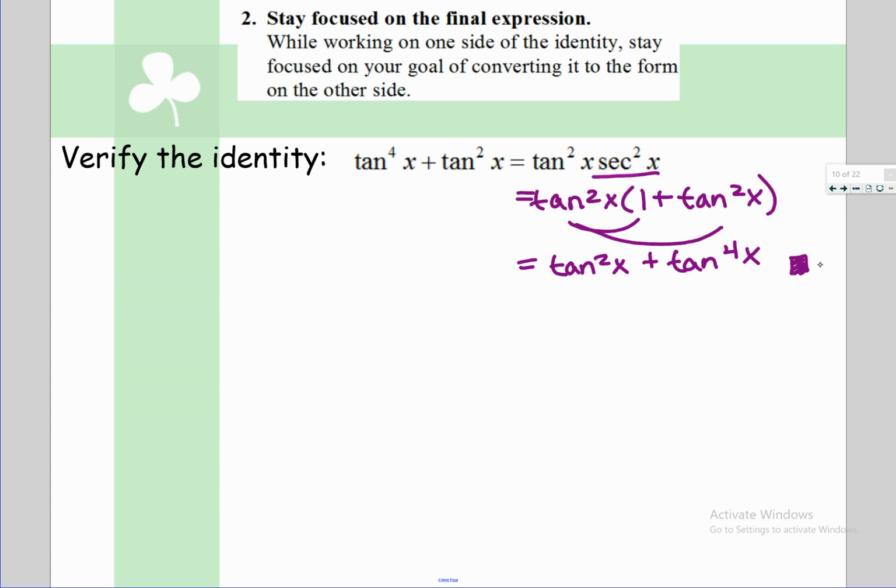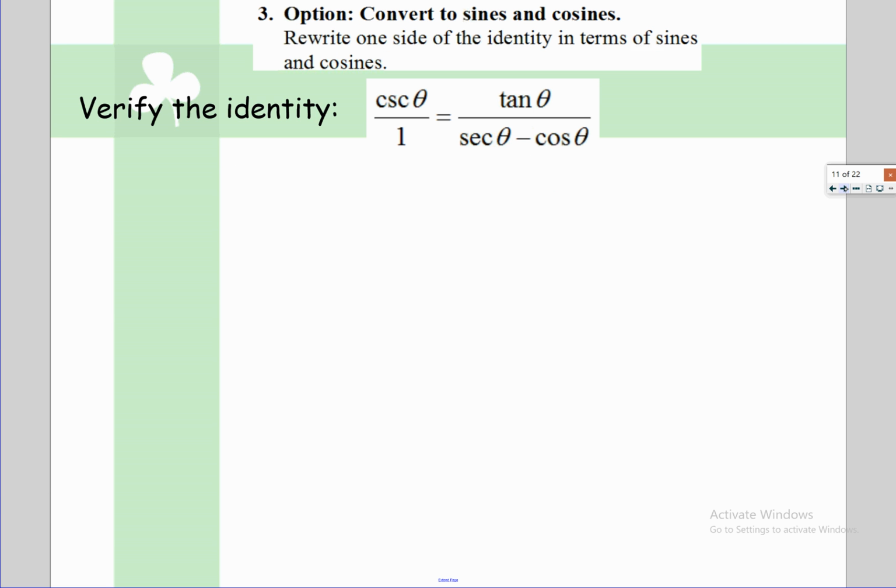Okay, good. All right, let's try this one. Cosecant over 1 equals tangent over secant minus cosine.